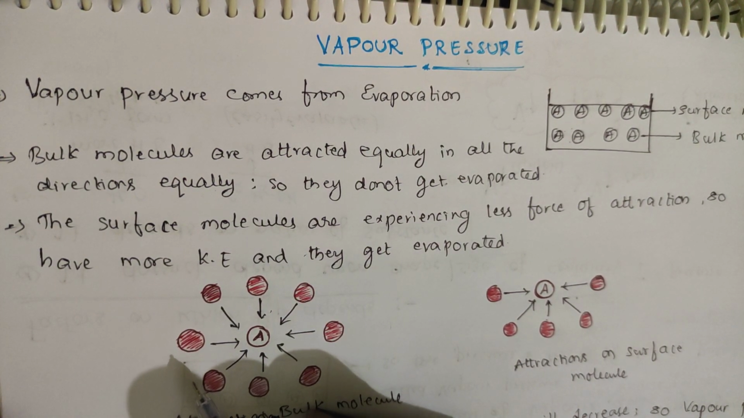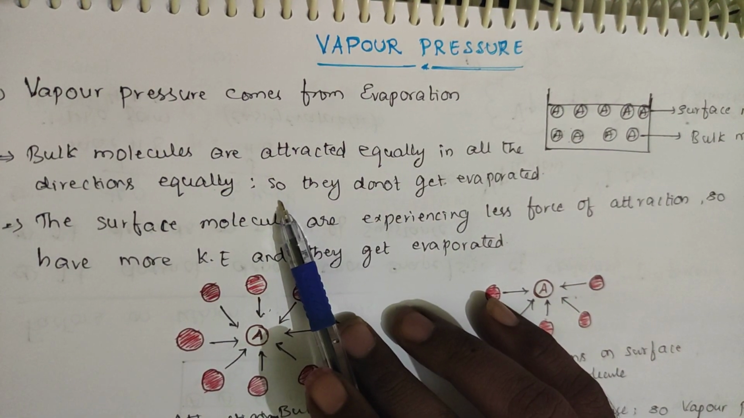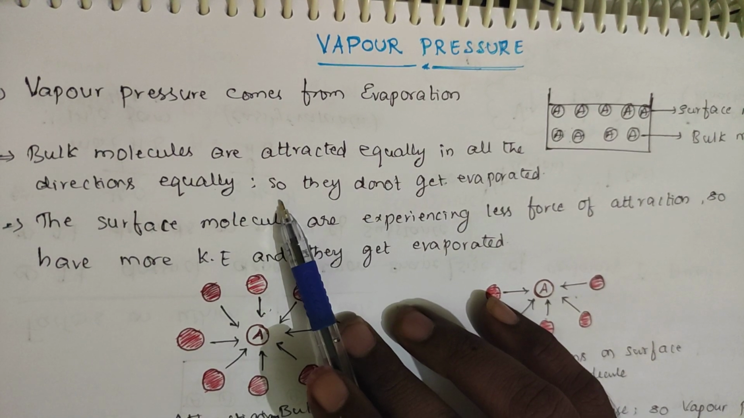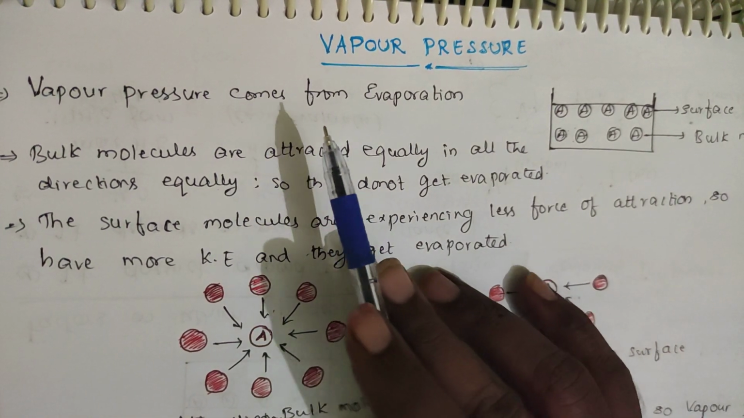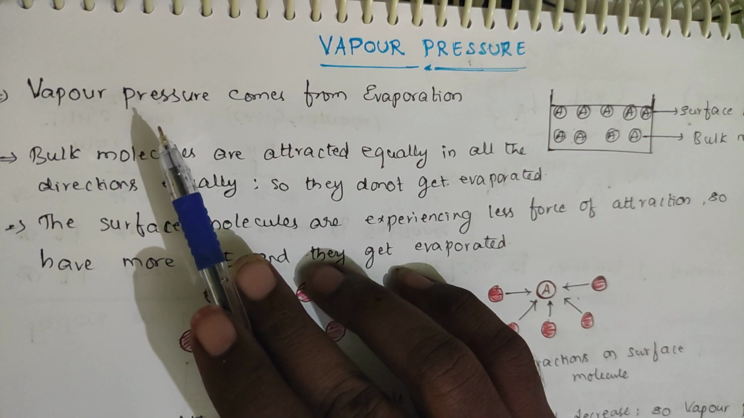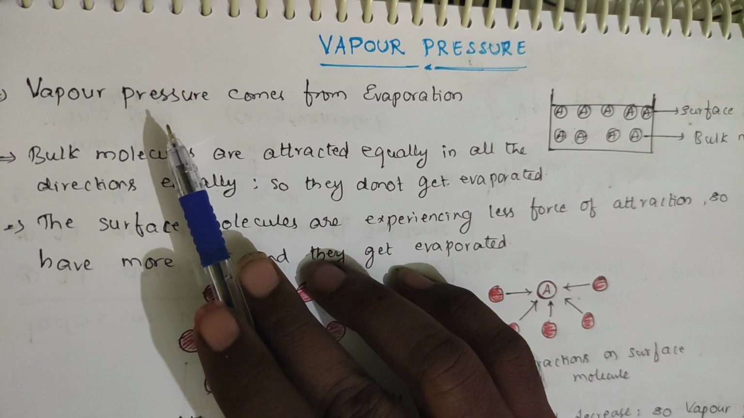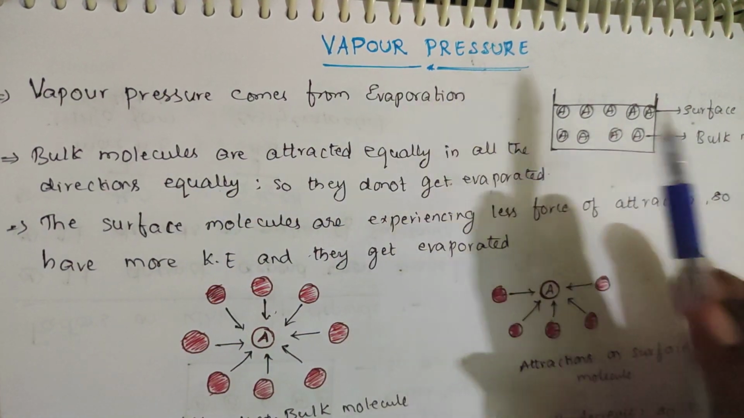See, again I am repeating. Any substance to get into vapor means first it should get evaporated. Don't go for the sublimation. We are talking with respect to solutions, right? Solutions means it will be in the liquid state. For any liquid solution to get into a vapor means it should get evaporated. So after a liquid solution gets evaporated, it exerts some sort of pressure on the wall of the container. That pressure is called vapor pressure, and that comes due to the evaporation.